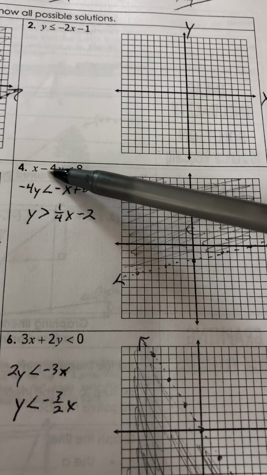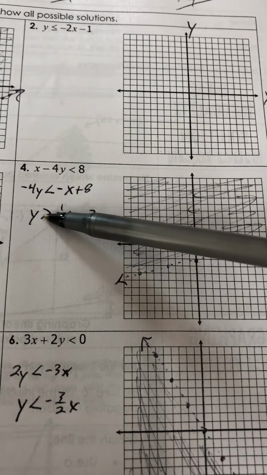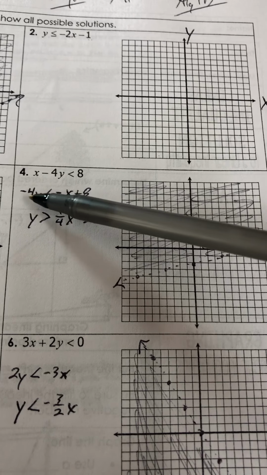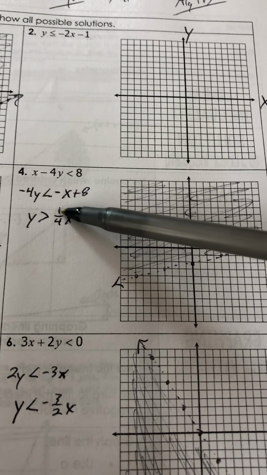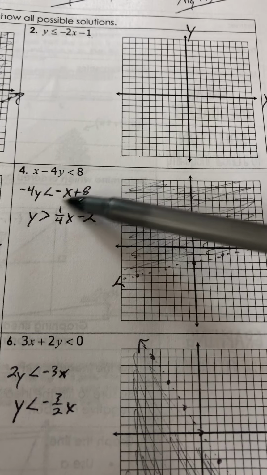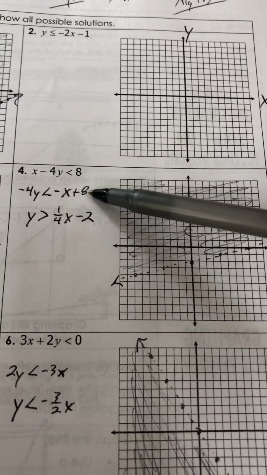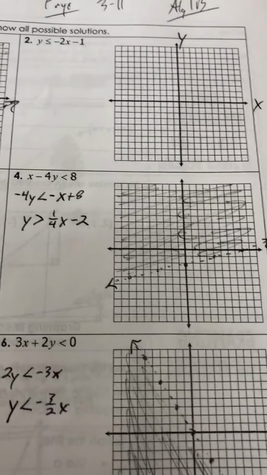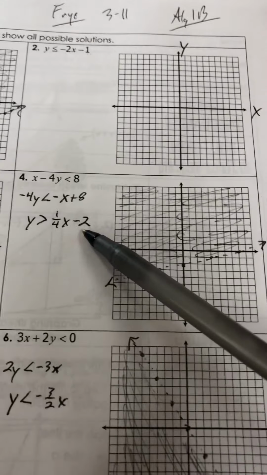And then I'm going to divide by a negative 4. I divided by a negative, so I flipped the sign, and a negative over a negative is going to become a positive. So I have 1 over 4. This was 1x here, so 1 divided by 4. And a positive 8 divided by a negative 4 is going to give me a negative 2. So that is my y-intercept.